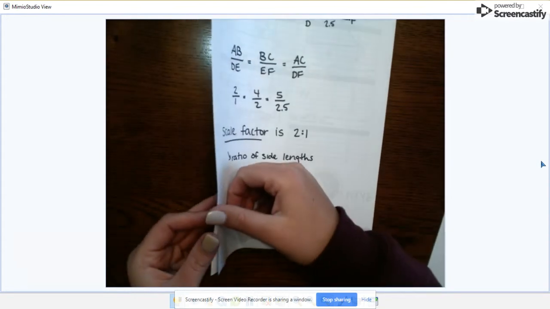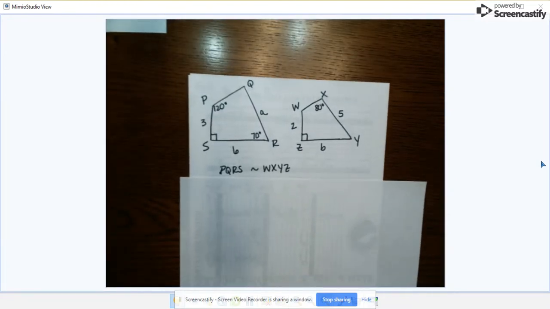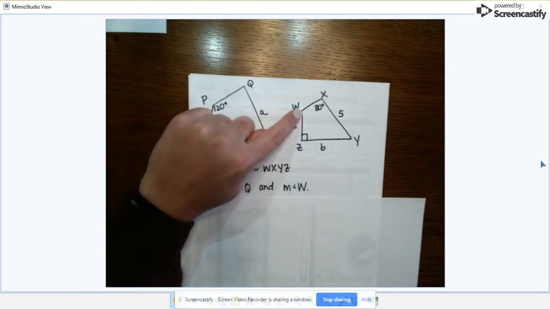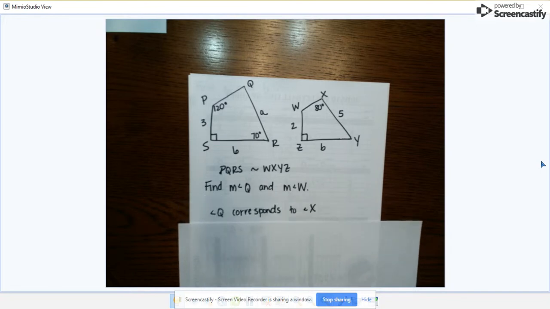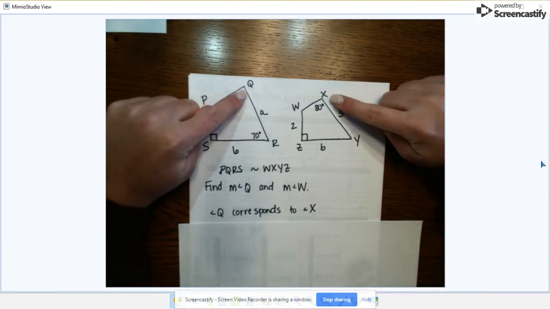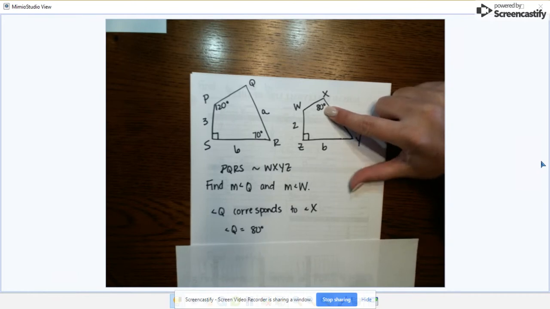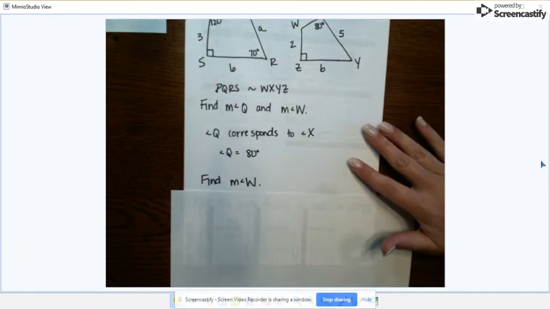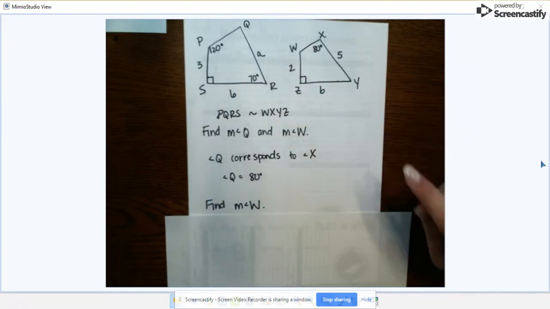So in our next example, I drew two quadrilaterals. And I tell you that PQRS is similar to WXYZ. So we need to figure out what is my measure of angle Q and what is my angle W. Well, knowing that these are similar, remember we said corresponding angles are always congruent. So angle Q corresponds to angle X. That means that angle Q is going to be 80 degrees. Okay, I want you guys to find the measure of angle W. So here's W. Find what it corresponds to, and then give me the angle measurement.